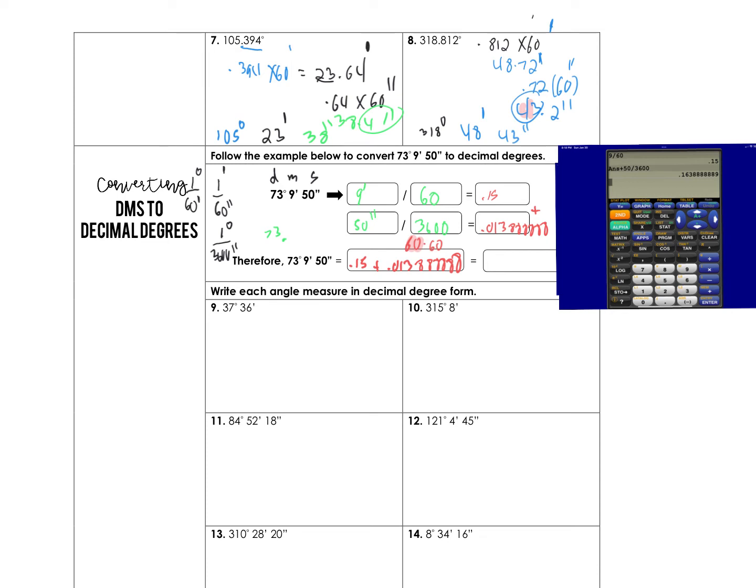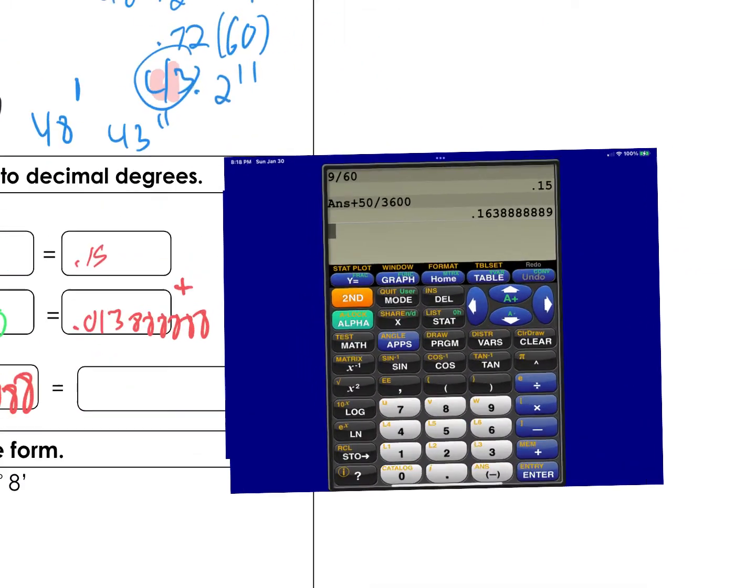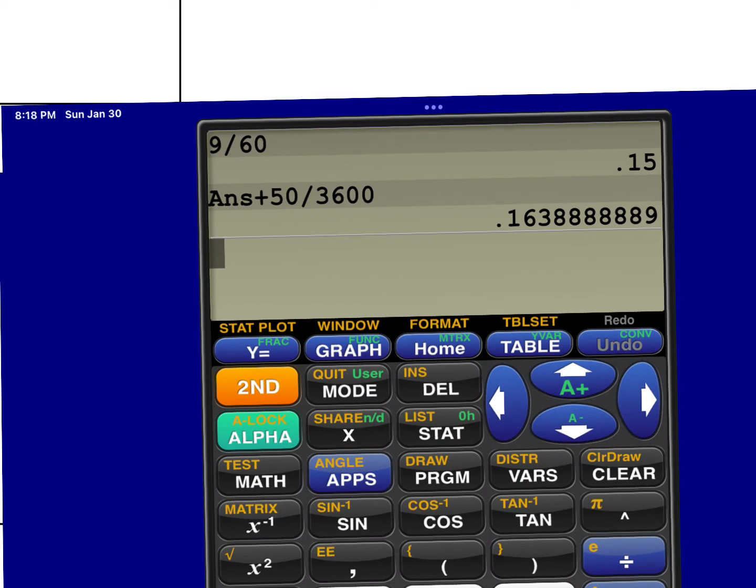Okay, you should notice there's a new slide there. Let me look at it to see how I handled it. I did 9 divided by 60, added 250 divided by 3,600. That basically gives me 0.163 with eights forever.